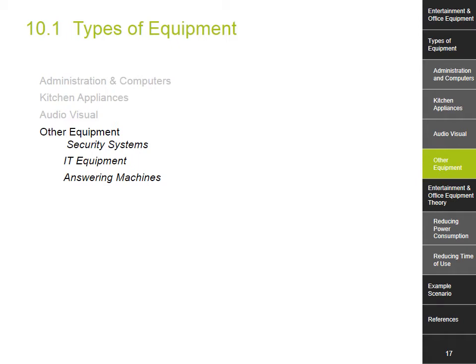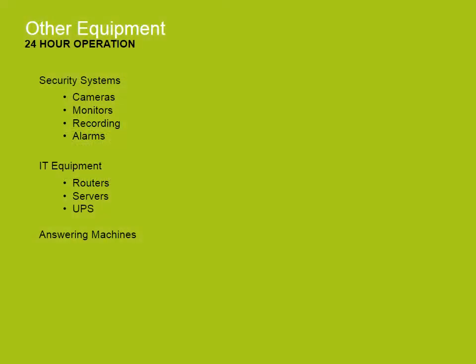The final type of equipment are those that must remain on 24 hours a day, 7 days a week, such as security systems and IT equipment. Because of this, energy savings is generally limited to upgrading technology to more efficient models, and regular maintenance to make sure the equipment is staying cool and not running fans at excessive speeds. More examples of continual operation equipment include security cameras, monitors, alarms, routers, servers, UPS, and answering machines.